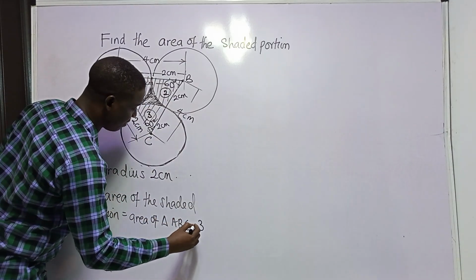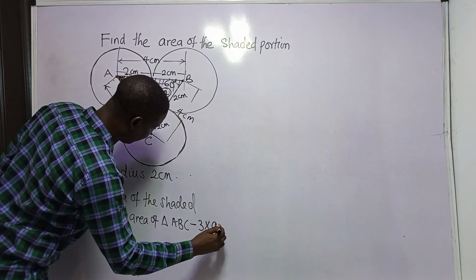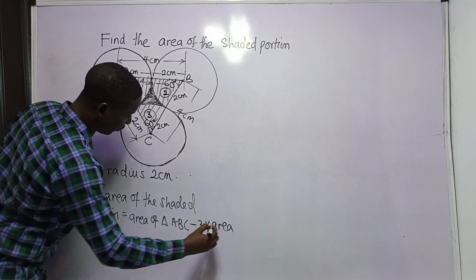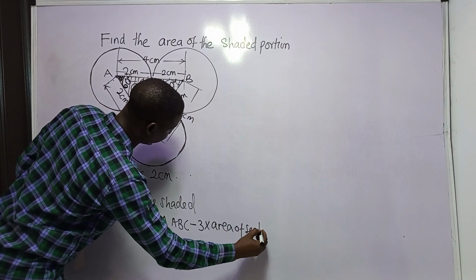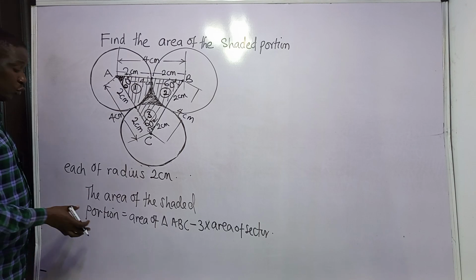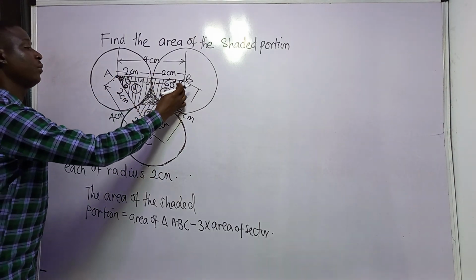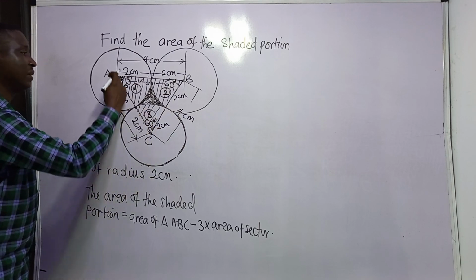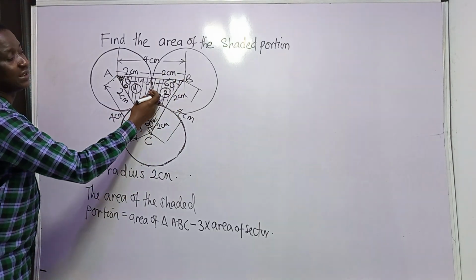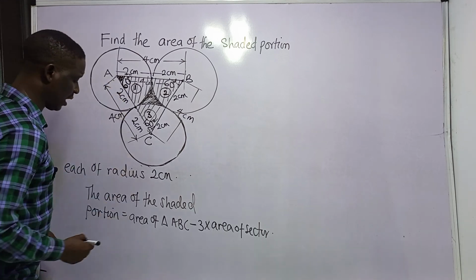Therefore, we can say minus 3 times the area of a sector. If we can get that, I think we are good to go. So remove this sector, remove this one, and remove this one from the full triangle, and you get the area of the shaded portion. So now, how do we get the area of the triangle?